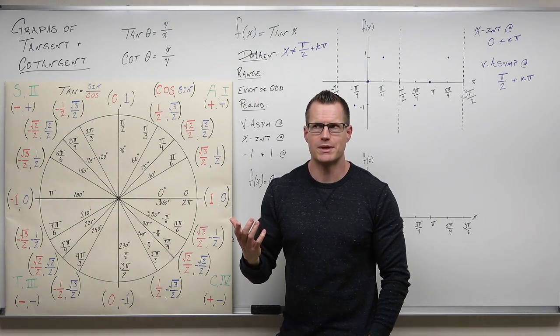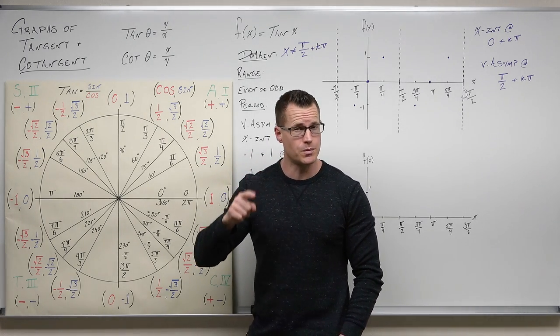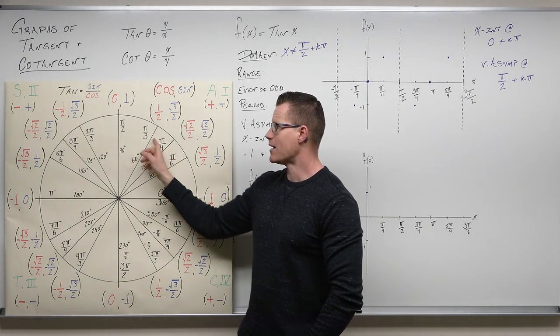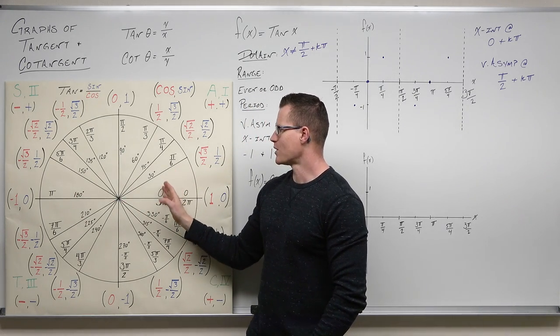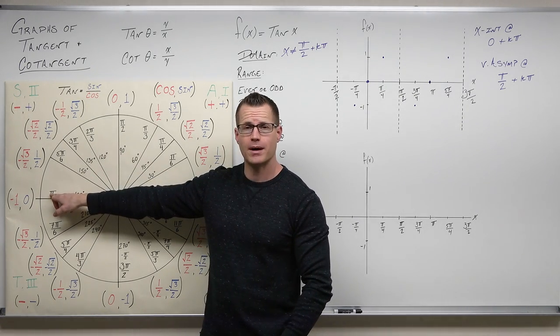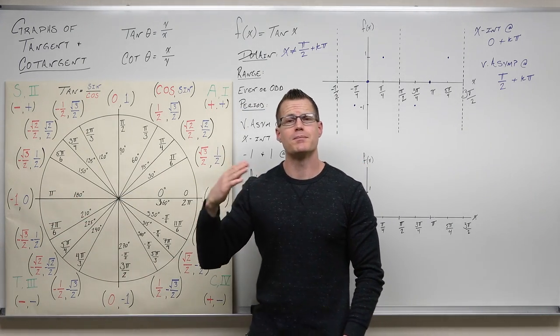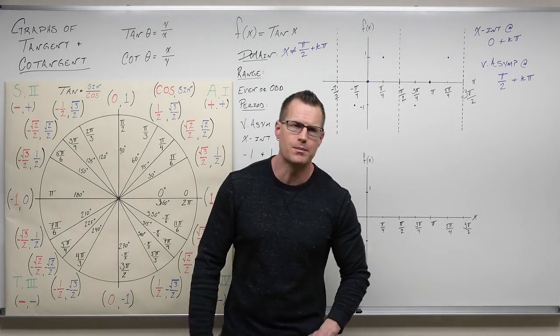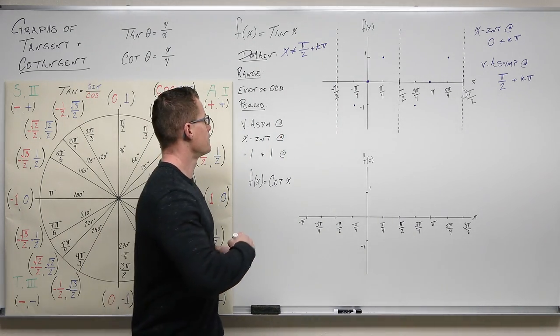Well, what is a repetition but a period? And that's exactly what the period means, how often things repeat. So tangent repeats after these first two quadrants. Wait a second. These first two quadrants are 0 to pi, and then pi to 2 pi. That's every pi. That is the reason why the period of tangent, and therefore cotangent, is going to be pi.